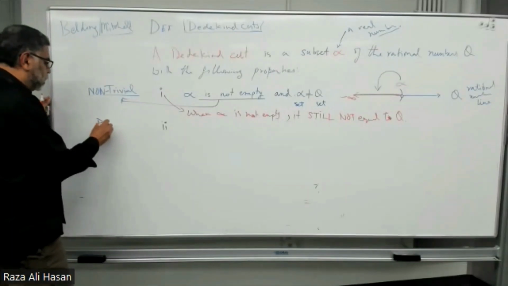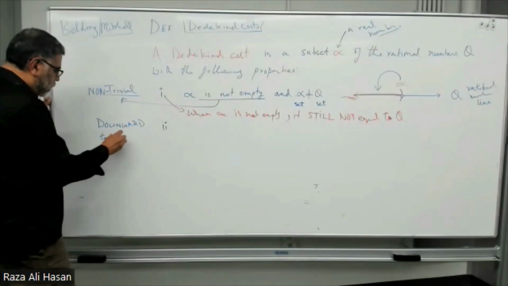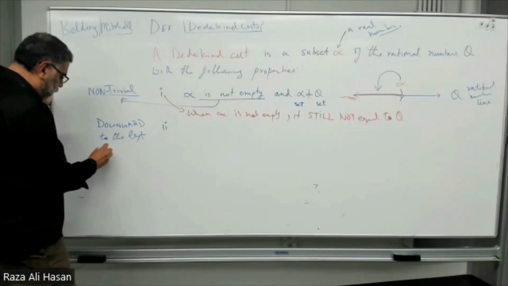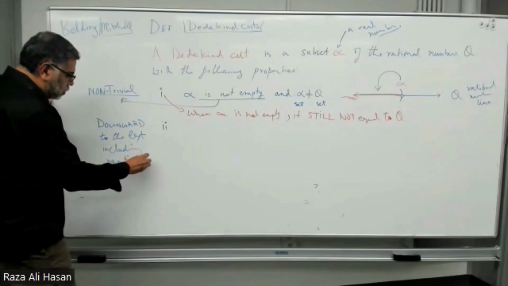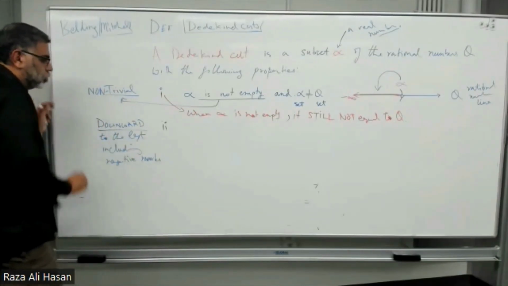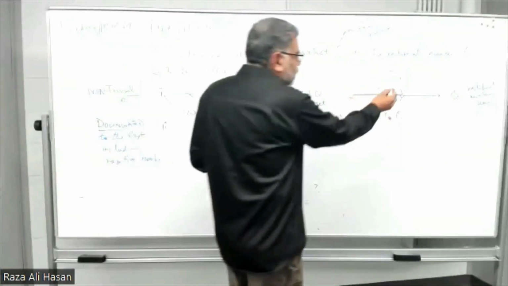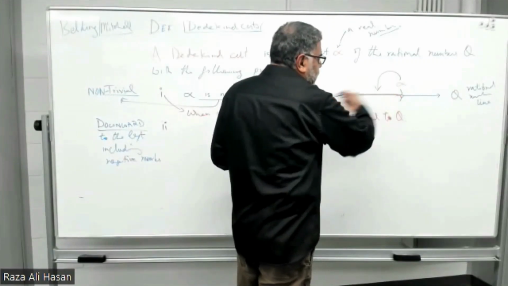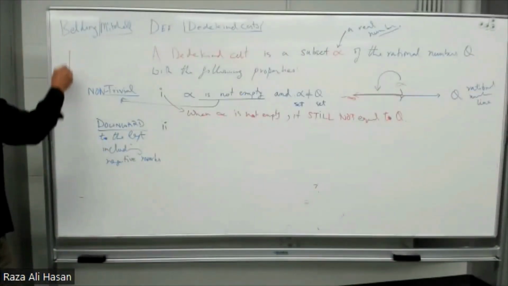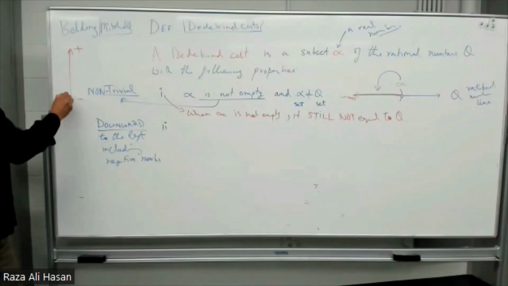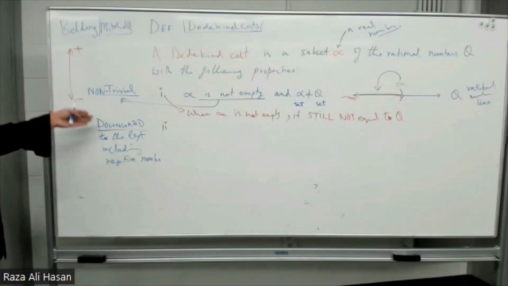Now we're going to do downward, to the left, including negative numbers. What does downward mean? We mean we're going to the left, because the real numbers are here, and the subset is going downwards to the negative. Positive is up, negative is down. The technical word is downward.